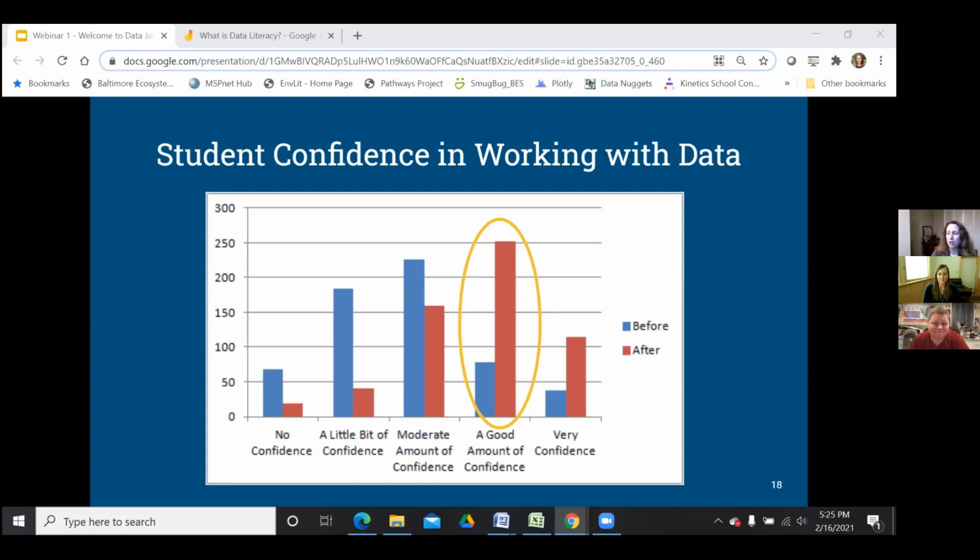But how confident are students in working with data? So this slide shows before and after participating in the Data Jam, how confident students are in working with data. And what we're really pleased to see is that after students participate, their confidence in working with data goes up quite a bit. So we're really happy to see that.